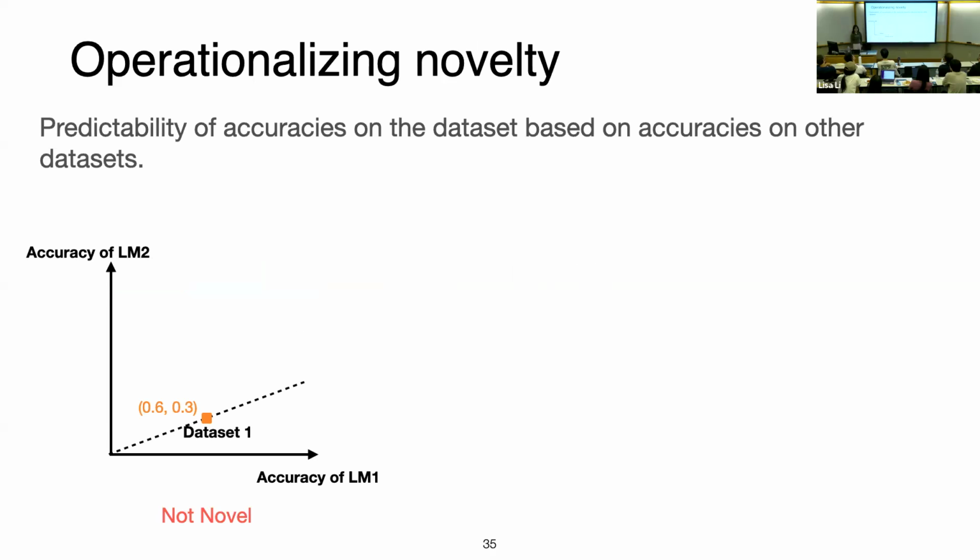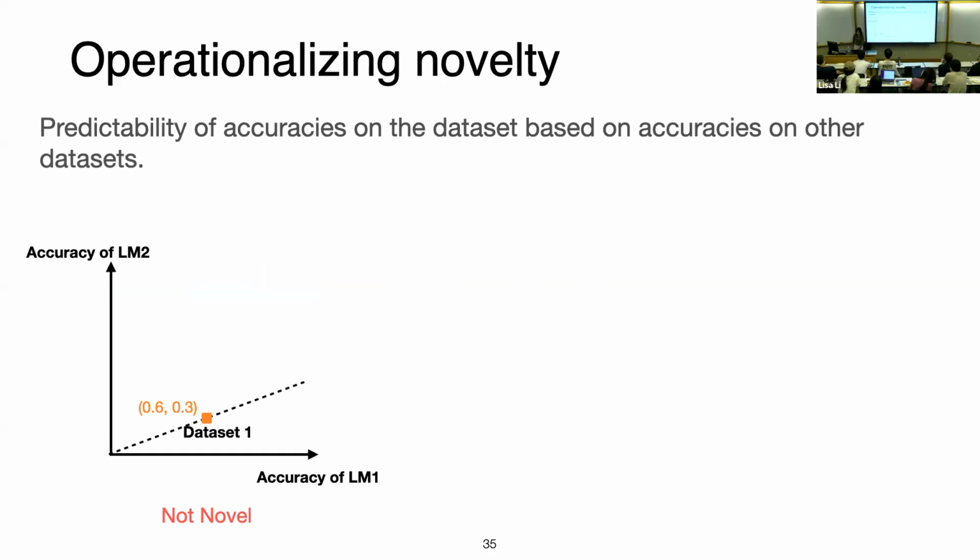So novelty measures how much new information a data set is revealing that is not already shown by existing data sets. Therefore, we formalize novelty to measure predictability of the model's accuracy on the new data set based on accuracy vectors from existing data sets.